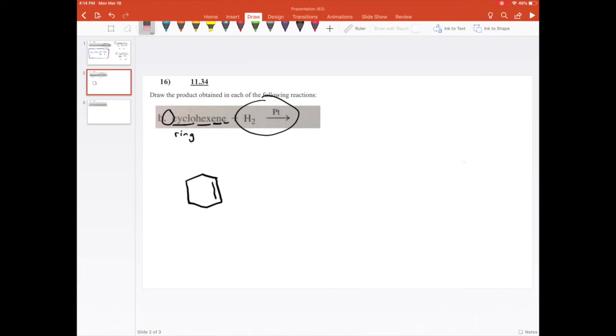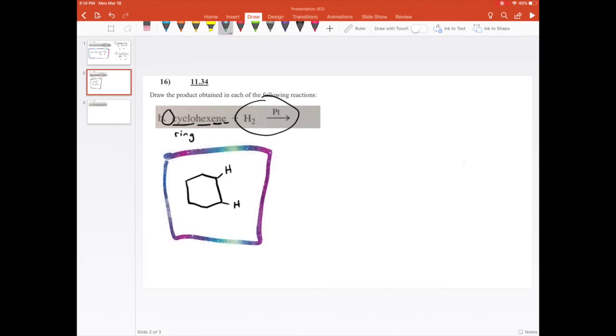And what you do in hydrogenation is first draw the molecule as they give it to you. Second, erase the second bond in the double bond and add a new bond to each of the carbons where the double bond was. And then add an H at the end of each of those bonds. And that is the product for hydrogenation.